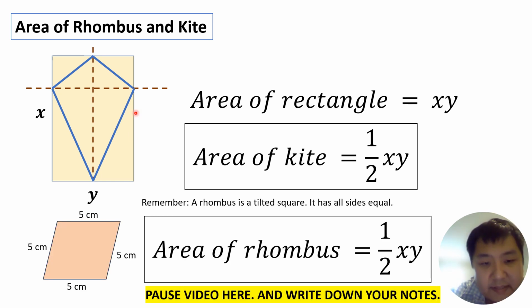Okay, when it comes to rhombus, it's exactly the same. The example I gave here, that was 5 centimeters. That's 5. That's 5. That's 5. That's why it's a rhombus. Remember, a rhombus is just a square that you tilt to one side. Okay, so it's like a tilted square with 4 equal sides.